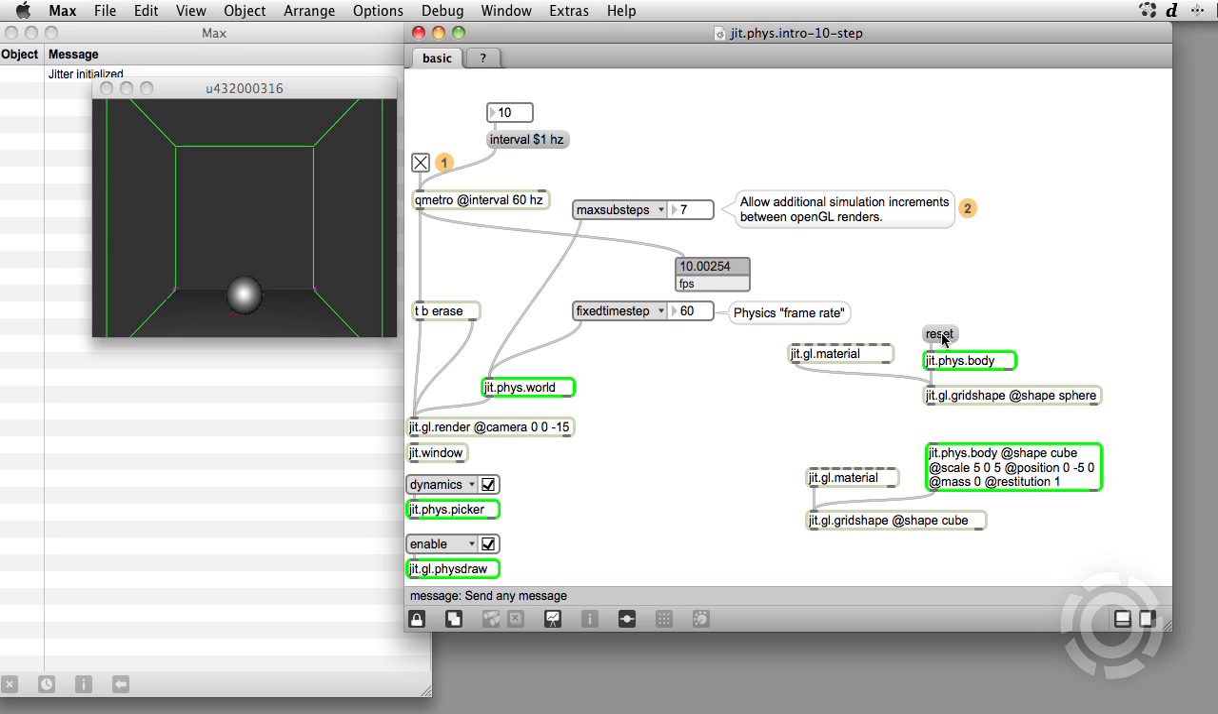Now we've seen some essential features of Max's physics objects. This opens up a whole new way of moving shapes in space, letting the shapes move by themselves.